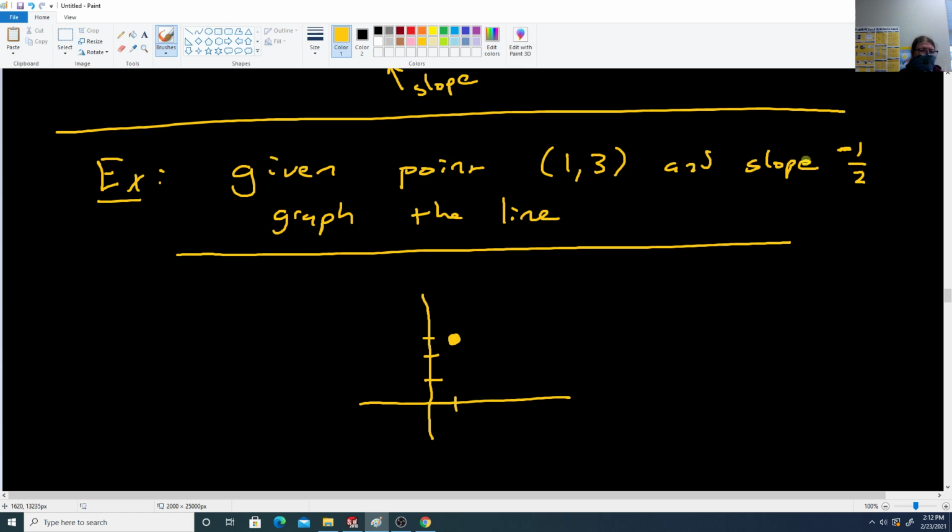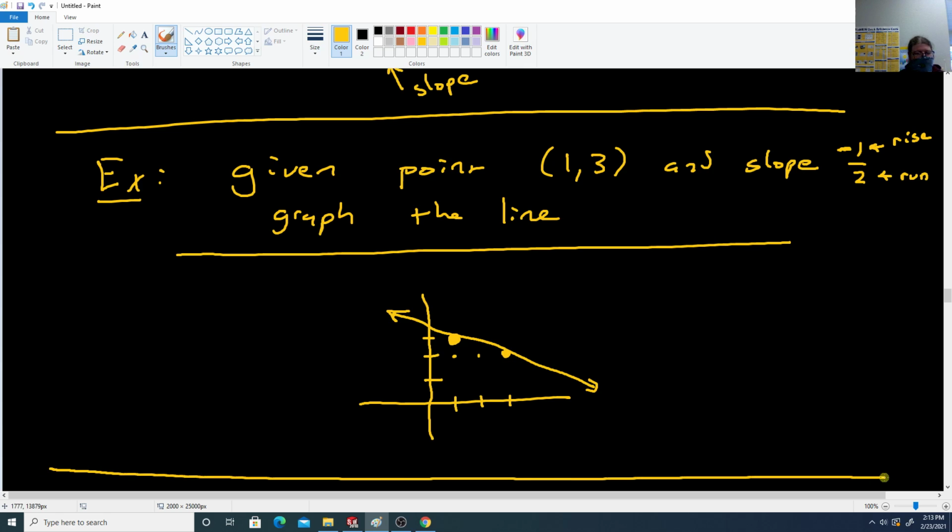And then for the slope, we use that this is rise over run. So we have a rise of negative 1, which means we go down 1 unit. And we have a run of positive 2, which means we'll go to the right 2 units. And that gets me a second point I'm guaranteed is on my line. Once I have the 2 points that I know are on the line, I can connect between them by drawing a line in like that.